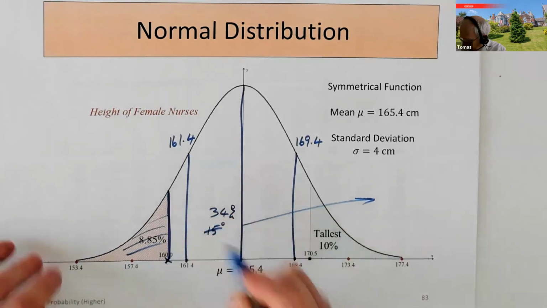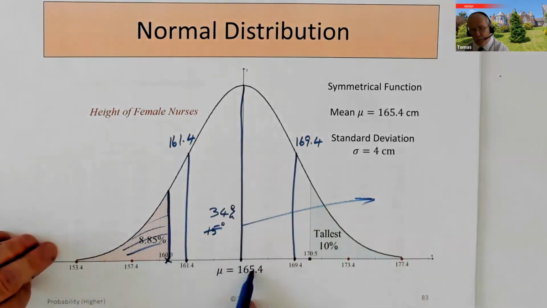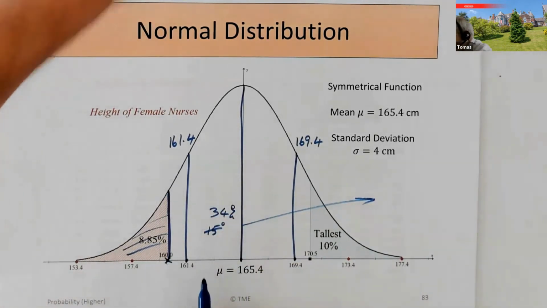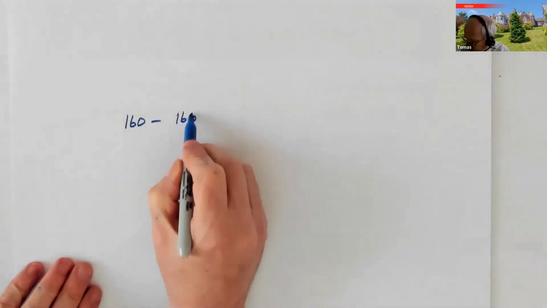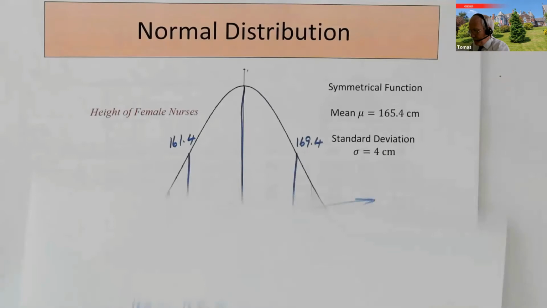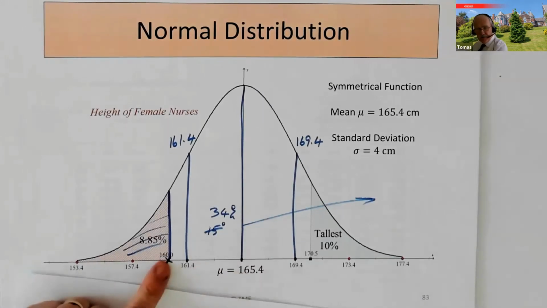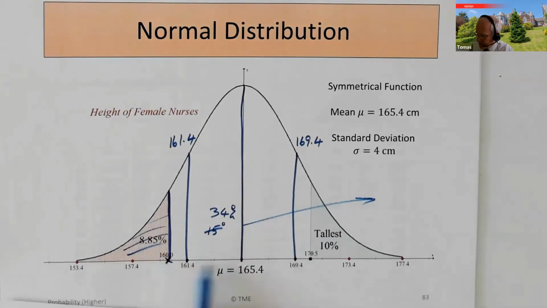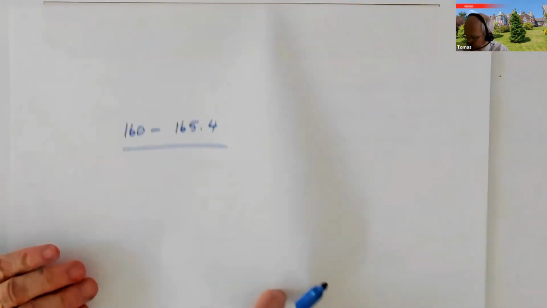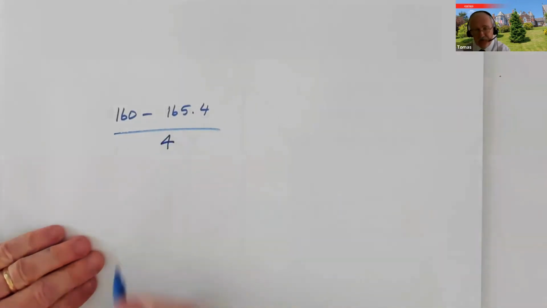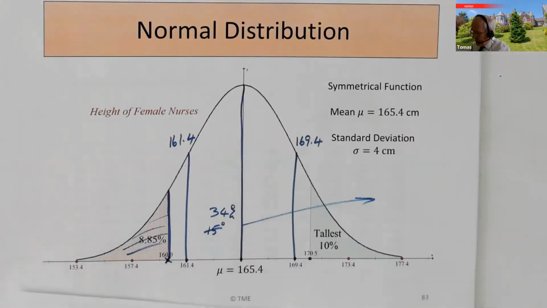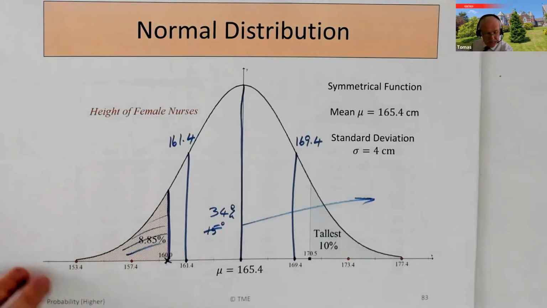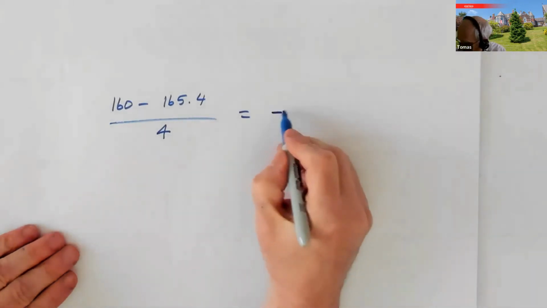So I say, okay, how far is 160 from 165.4? But I'm not interested in how far it is. I'm interested in how far it is in terms of standard deviations. So in terms of standard deviations, the standard deviation is 4. So I'm going to take one from the other there, and I'm going to find out what that answer is. And the answer turns out to be minus 1.35.